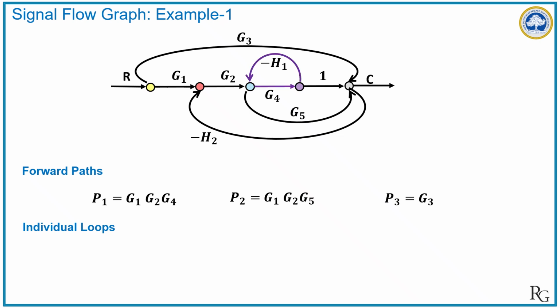For the individual loops, we will have this loop L1 as the individual loop, and then we will have loop L2 as the individual loop. For L1, the gain is minus G4H1, whereas for the second individual loop L2, the gain is minus G2G4H2. And then the third loop we have, L3, is equal to minus G2G5H2.